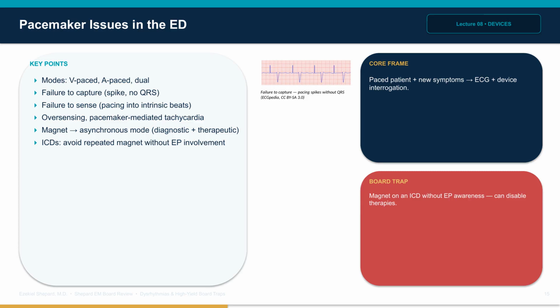Pacemaker patients in the ED require structured assessment. Modes: ventricular paced, V, atrial paced, A, or dual. Common ED issues include failure to capture, pacing spike without QRS, failure to sense, inappropriate pacing into intrinsic beats, oversensing, and pacemaker-mediated tachycardia. Magnet application converts most pacemakers to asynchronous mode, which can be diagnostic and therapeutic for some failure modes. Implantable cardioverter defibrillators should not have repeated magnet application without electrophysiology involvement. The board concept is that a paced patient with new symptoms deserves an ECG and device interrogation.